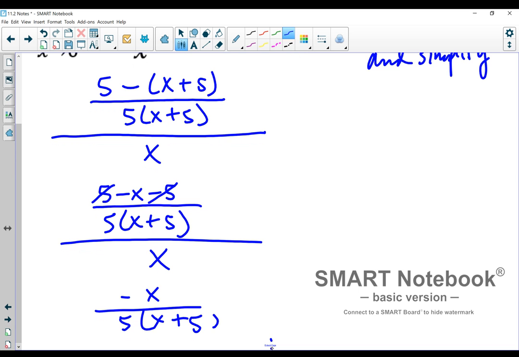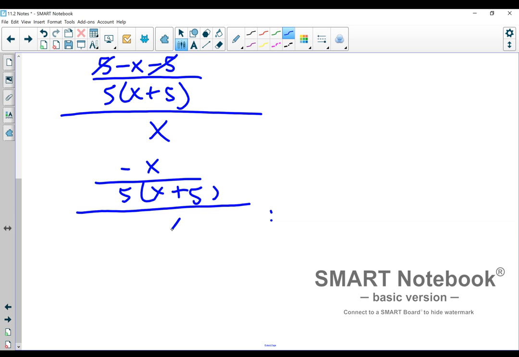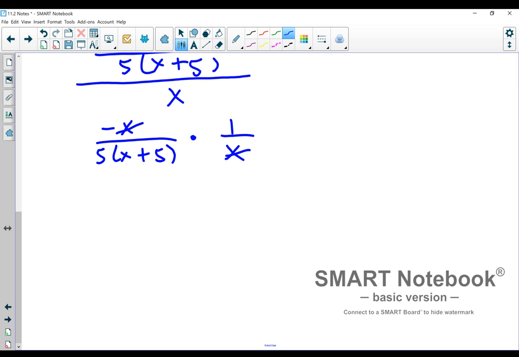So I need to extend my page here. And remember, I said that dividing by that x was going to be like multiplying by the reciprocal. So I'm going to go ahead and do that. Negative x over 5 times x plus 5 times 1 over x. So oh, look, the x's are actually just going to cancel. I don't even have to multiply it. So I will have negative 1 over 5 times x plus 5.